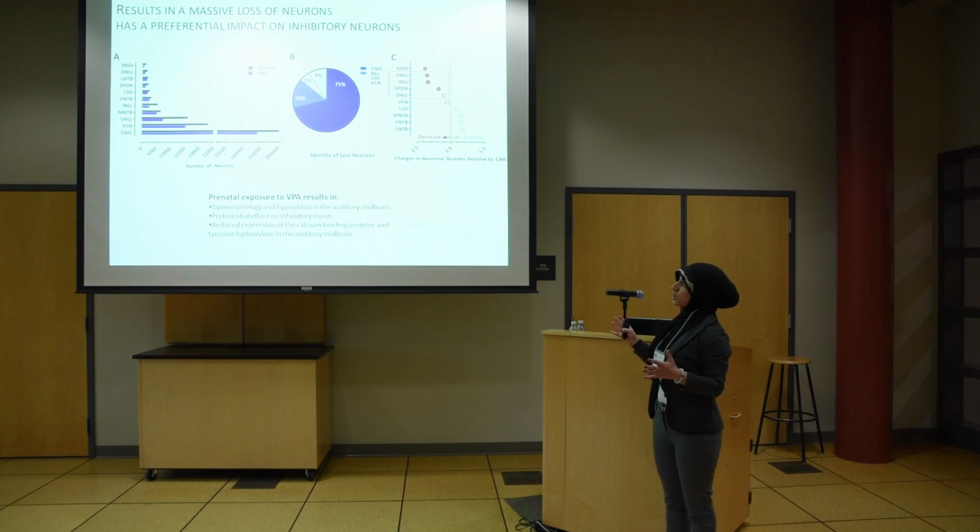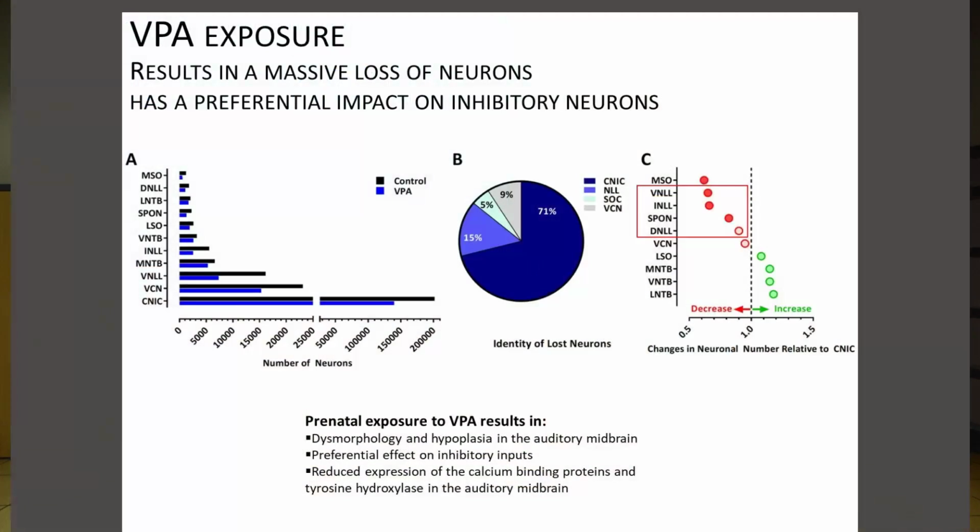So this slide essentially ties everything we discussed together. In A, it's showing us the number of neurons in all of the nuclei of the auditory brainstem, and you could really appreciate the size of the central nucleus of the inferior colliculus compared to all of these other nuclei. In controls, the entire auditory brainstem contained about 226,000 neurons. Following VPA exposure, this number dropped to only about 179,000 neurons. 71% of those neurons lost were actually lost in the central nucleus of the inferior colliculus.